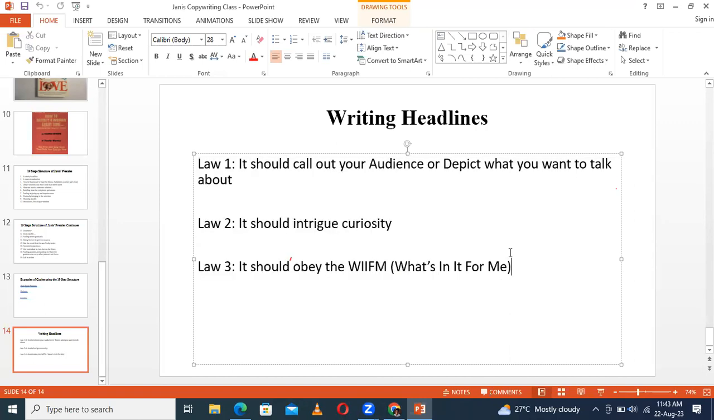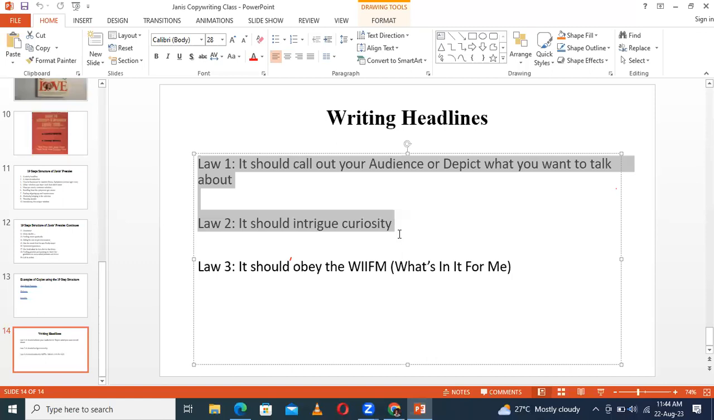But the good thing about these laws is that sometimes you might not obey the 3rd law and your copy will still convert very well. So I've noticed over time that the 2 most important laws are law 1 and law 2. Your headline should call out your audience or depict what it is you are talking about, and your headline should intrigue curiosity. You can also obey law 3, but sometimes you won't obey it. So first of all, the high blood pressure headline.